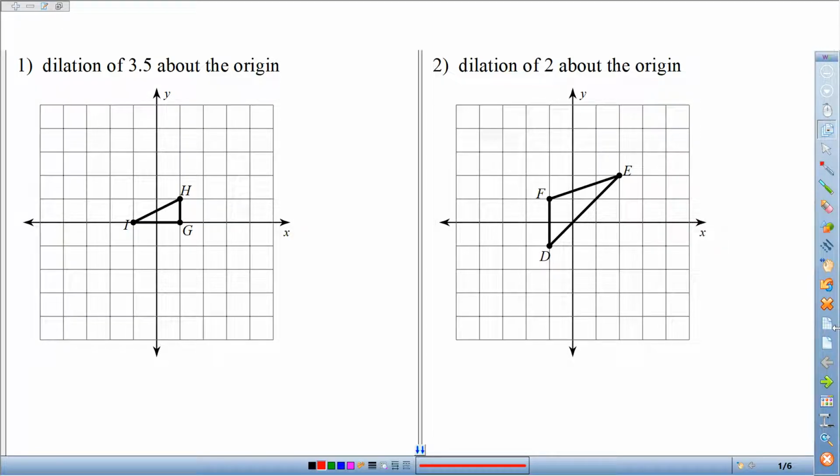Hey everybody. We're going to be doing a worksheet on 3.1 dilations today. This is going to be pretty quick. I'm just going to go over a couple problems, so try them out with me and then you can try the rest on your own.